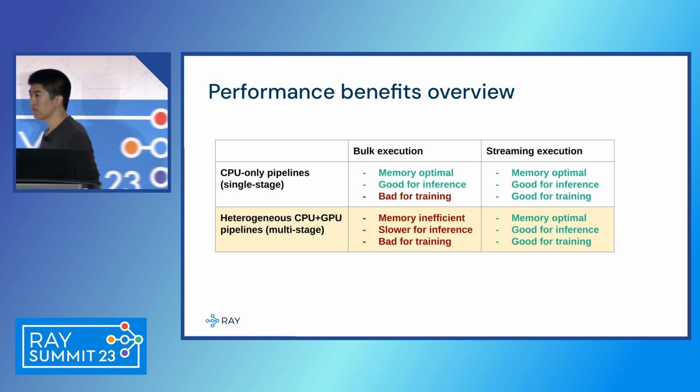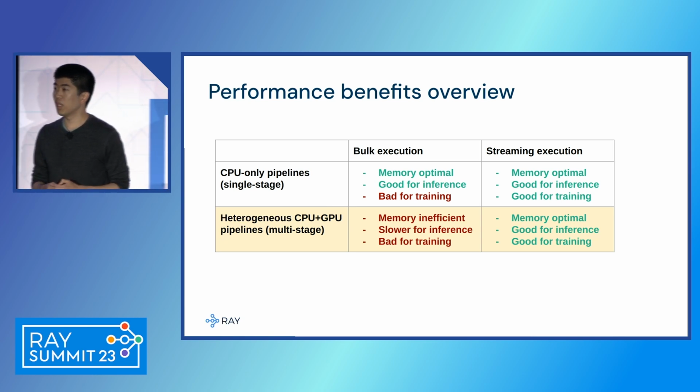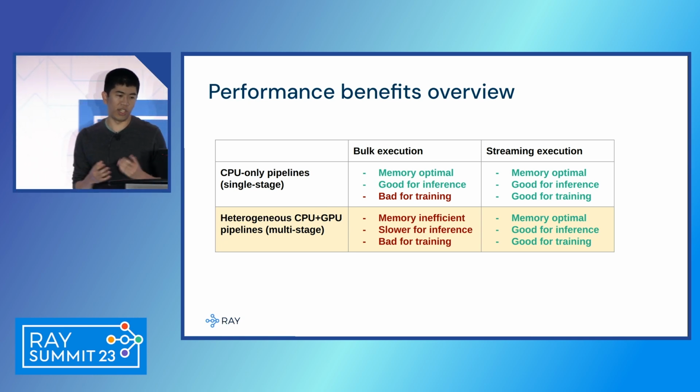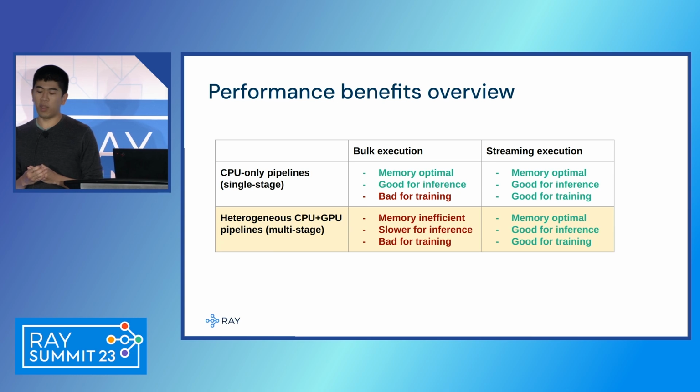When you say streaming, is there any ordering guarantee? Great. So the question is, is there any ordering guarantee for streaming? By default, no. We have a deterministic execution mode that can guarantee order, that you can enable.